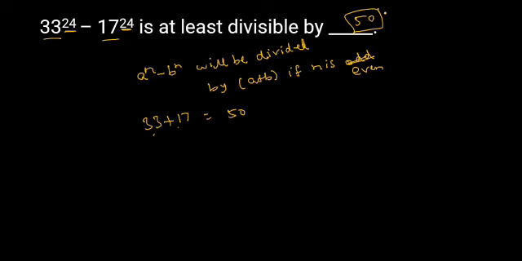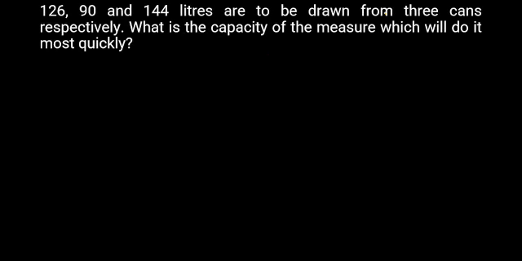Now we will go for the next one. 126, 90 or 144 are to be drawn from 3 cans respectively. What is the capacity of the measure which will do it most quickly? Now in this case definitely we have to take the HCF of these numbers. First we will take the HCF of 144 and 126. So 144 is the biggest number, 126 the next biggest number. Divide by 126. Now what is the remainder? 18 is the remainder.